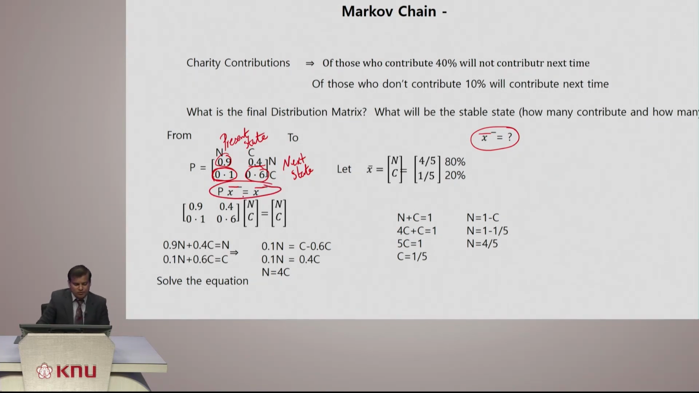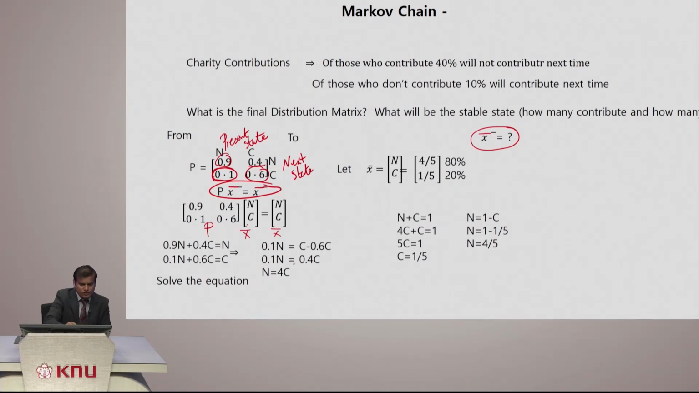P times x bar is x bar, and with that we are going to consider this process with NC. NC is the N is not contributing, C is contributing. So we know that P times this is P, and we are having this as x bar. So with that, we are trying to solve these two equations here. Based on that, 0.9 times N plus 0.4 times C equals N, 0.1 times N plus 0.6 times C equals C. So you have two equations and you are trying to solve these two equations.